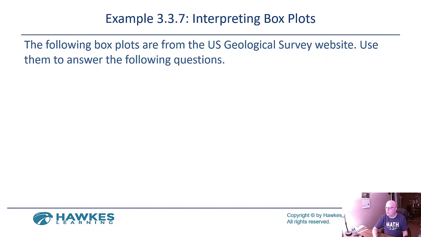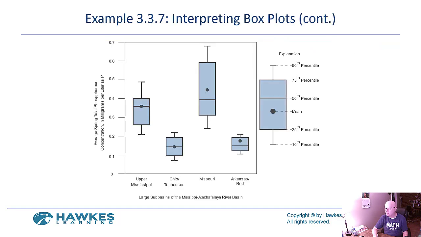Now, with the U.S. Geological Survey website, use these box plots to answer some questions. All right, here are box plots. First one, second box plot, third, and fourth box plots. Notice that you've got the 75th percentile, that's Q3, and the 25th percentile, or I labeled this Q1, Q3. Well, for some reason, I'm not sure why. I haven't been able to figure it out. If you find out, let me know.